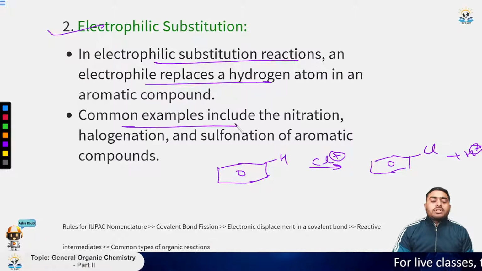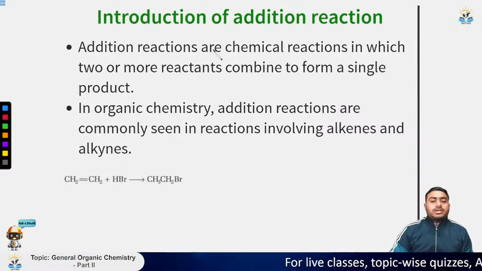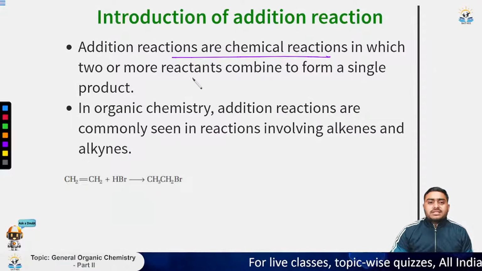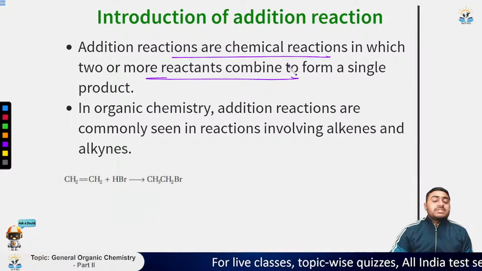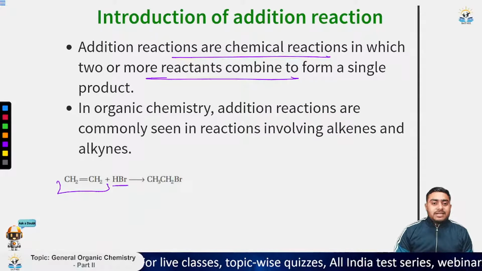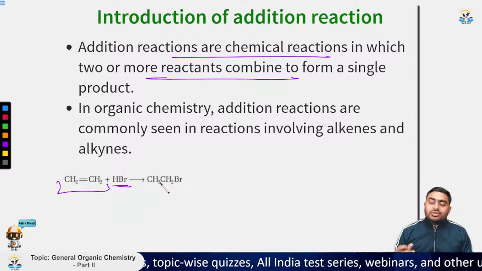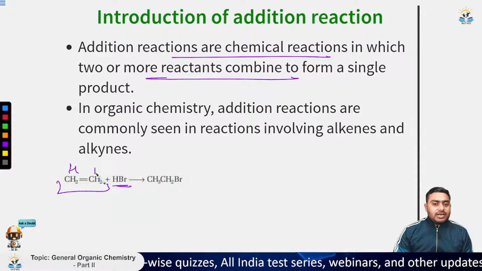Common examples include the nitration, halogenation, sulfonation of aromatic compounds. Then addition reaction. Addition reactions are chemical reactions in which two or more reactants combine to form a single product. Okay, like you can see this is CH2 double bond CH2, ethene, plus HBr. So no removal of any side product is here. There is only addition. That means hydrogen is added here and Br is added here.